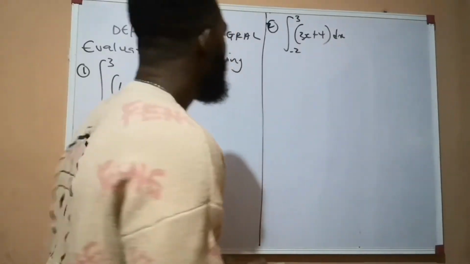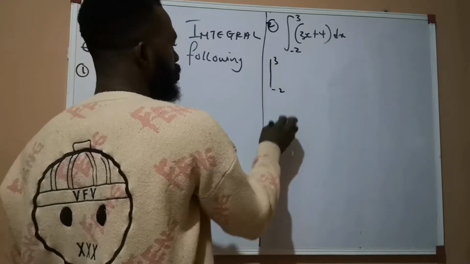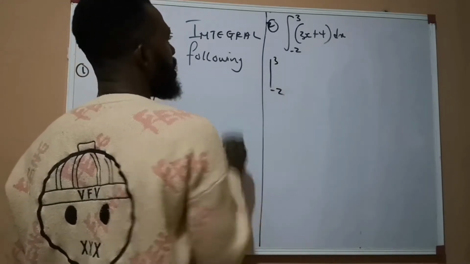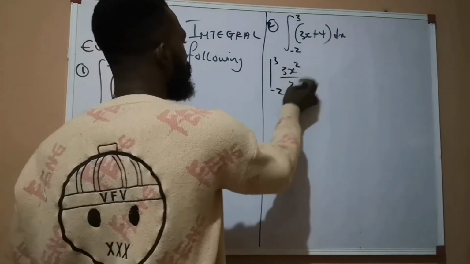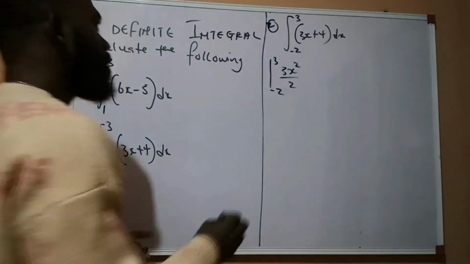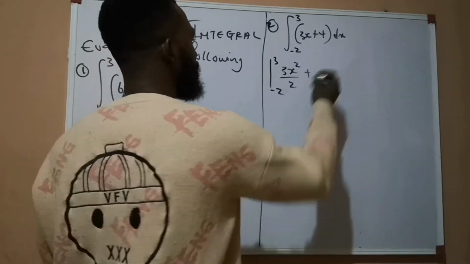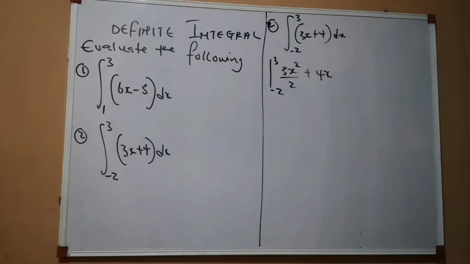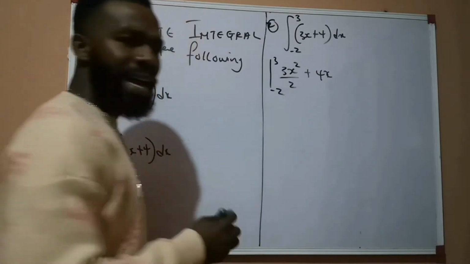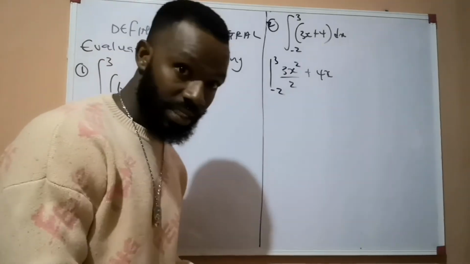First, you will integrate. So it becomes a straight line. I have 3, I have minus 2. Now, if I integrate 3x, I will get 3x raised to the power 2 over 2. Plus, if I integrate 4, I will get 4x. Okay, now at this point, what do we do? There is no way 2 can divide 3, so we leave it like this. So we will not make use of the limits.